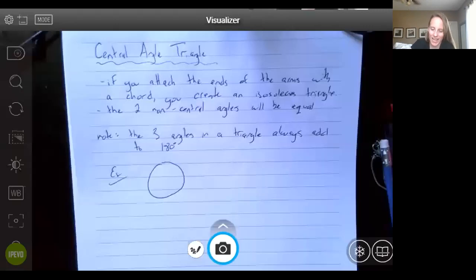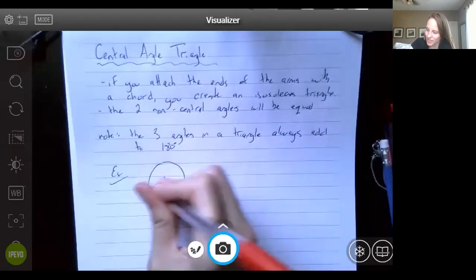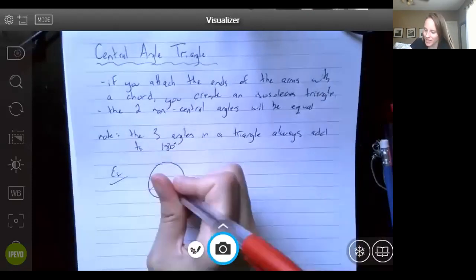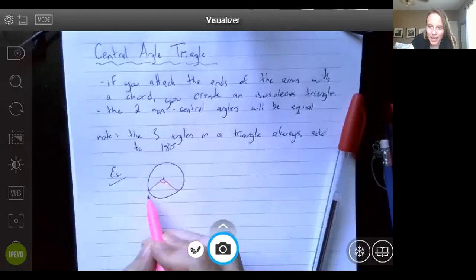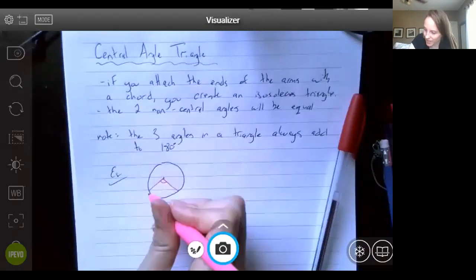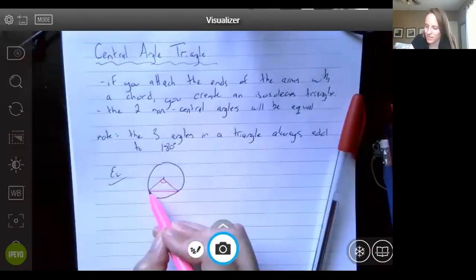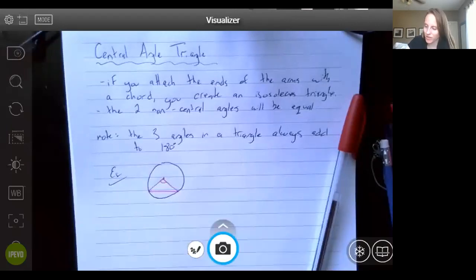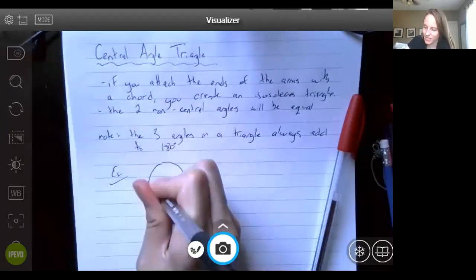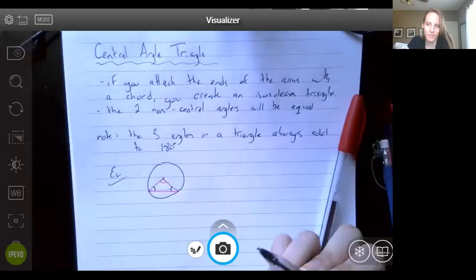So for example, if I had my circle, and I'm just going to draw in a central angle. So this is my central angle here. I can connect these 2 ends of the arms with a straight line, and that straight line is the chord. So this is my central angle, this is my chord. When I do that, I make this isosceles triangle, and these 2 angles down here, so not the central angle, the other 2 angles, will be equal to one another.